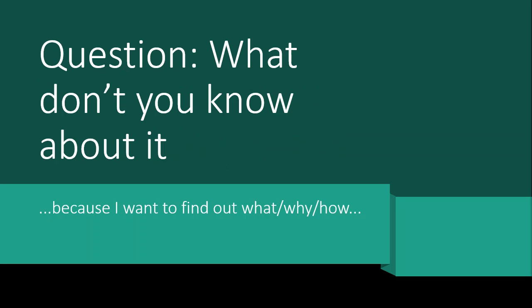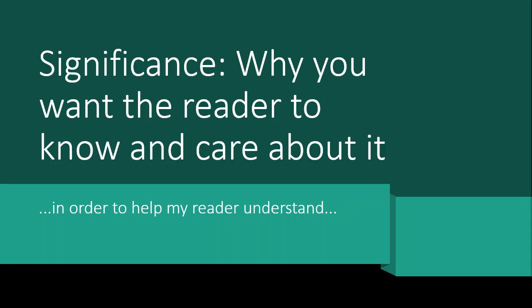So you continue the sentence by saying, because I want to find out what, why, how, whatever it is, something. You want to find out something. And we're going to end the sentence with the so what, the significance. Why are your readers going to care about and want to know about whatever it is you're exploring? So you end it by saying, in order to help my reader understand whatever it is.